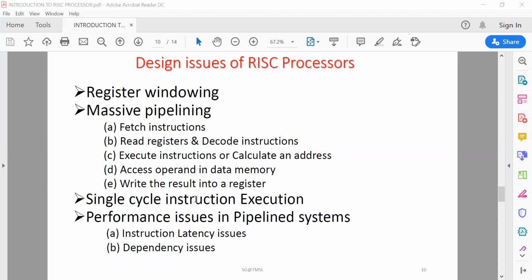And the next design issue is based on the performance issues in pipeline systems. A pipelining processor can stall for a variety of reasons, including delays in reading information from memory, or a poor instruction set design, or dependencies between instructions. Now the question is how to address these problems. Basically there are two ways. Instruction latency issues and dependency issues must be addressed to overcome these problems.